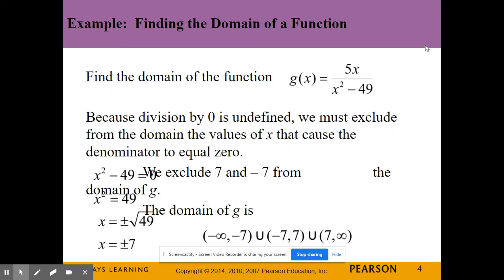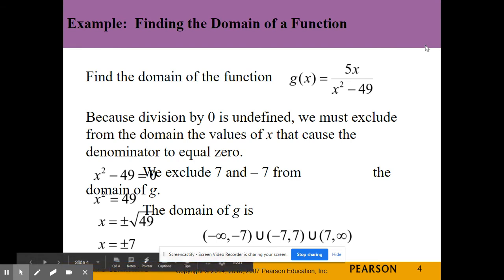All right, so if you're finding the domain of 5x divided by x squared minus 49, we're really just looking at the domain. X squared minus 49 can't equal 0, right? So that means x can't equal 7 or negative 7. You can just solve it like x squared minus 49 equals 0, add 49, take a square root, and it's plus or minus 7.